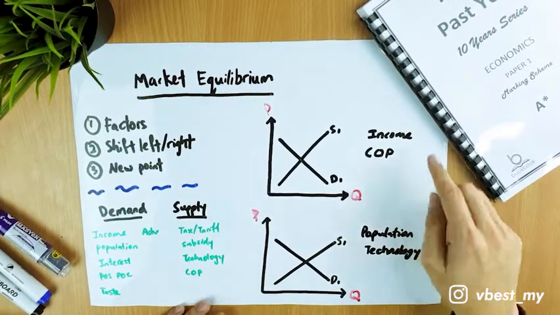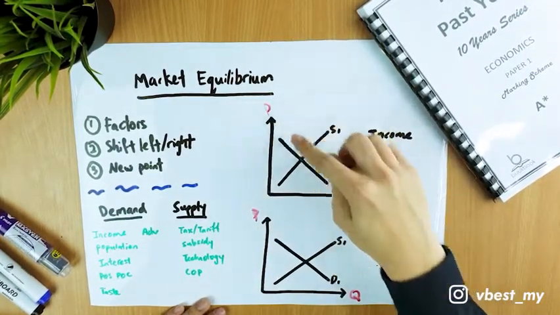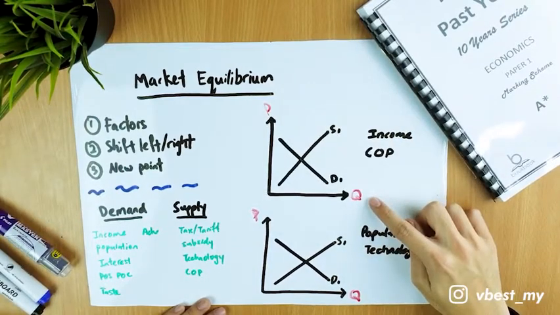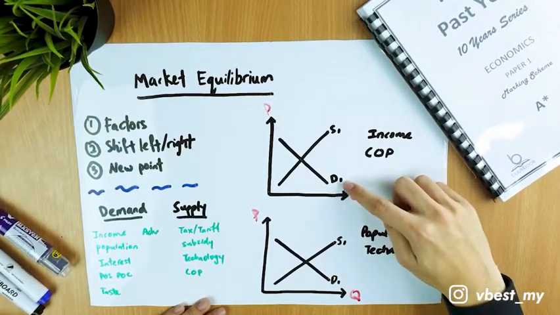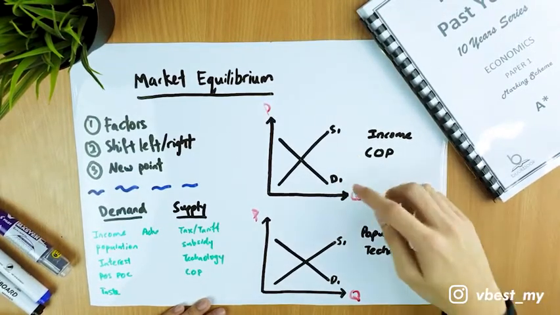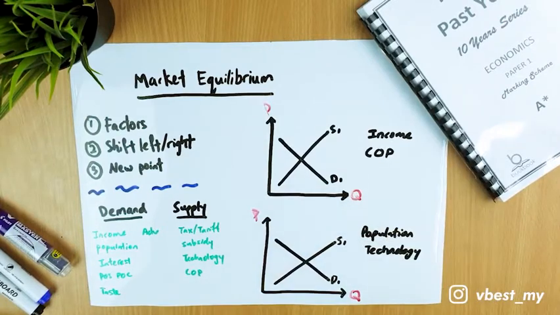Alright, so let's start with this one. We have P and Q. Okay, this is quantity traded, this is the price. Start with the demand curve. Always label D1 as 1 so that the examiner knows where your starting curve is.